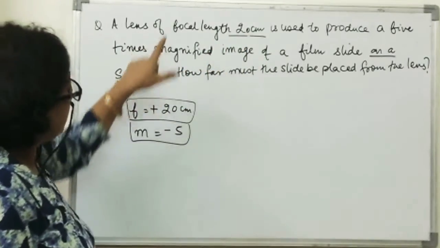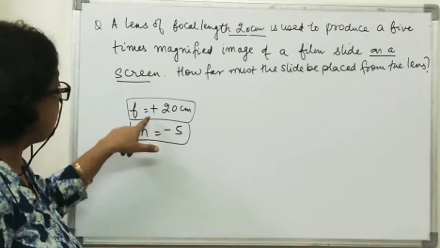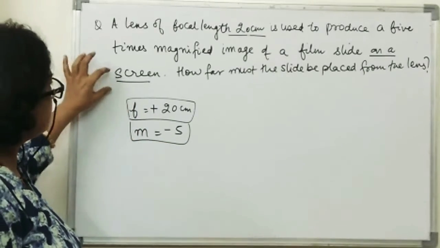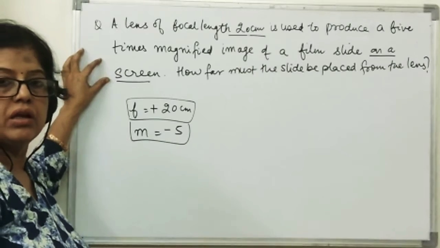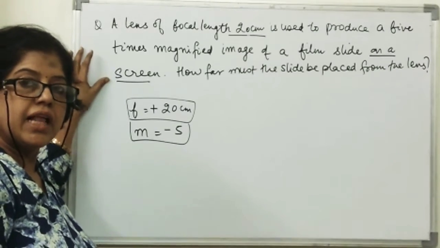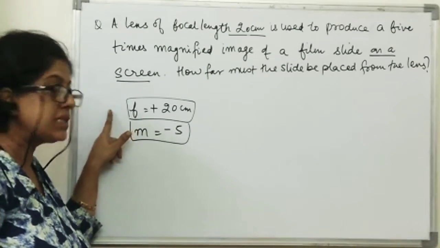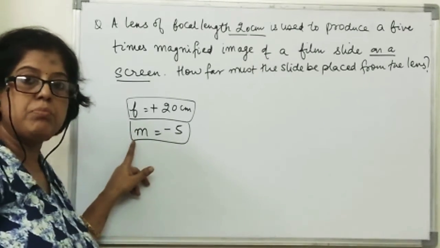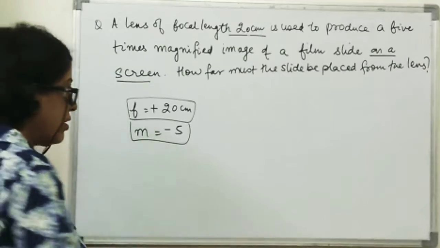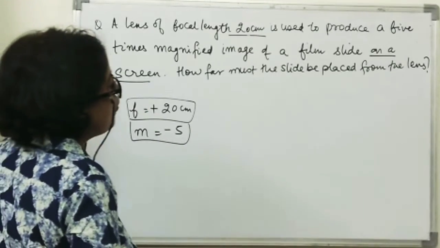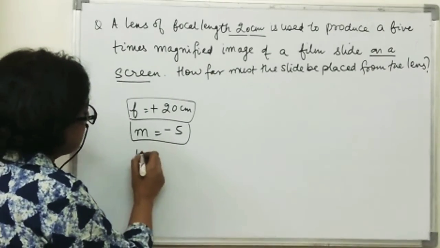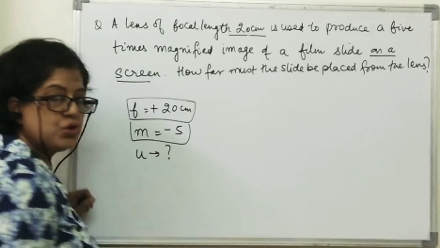But what sign should be assigned to F, that we have seen from the statement that the image is formed on a screen. This statement, on a screen, helped us to find out that F should be positive because it's a convex lens and the image is real, so M should be minus 5. Okay, so if we know this, now we have to find out how far the slide must be placed from the lens. That means we have to find out U.